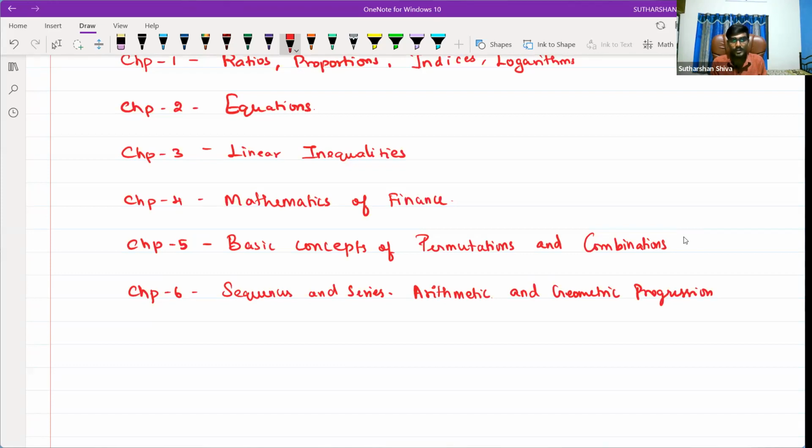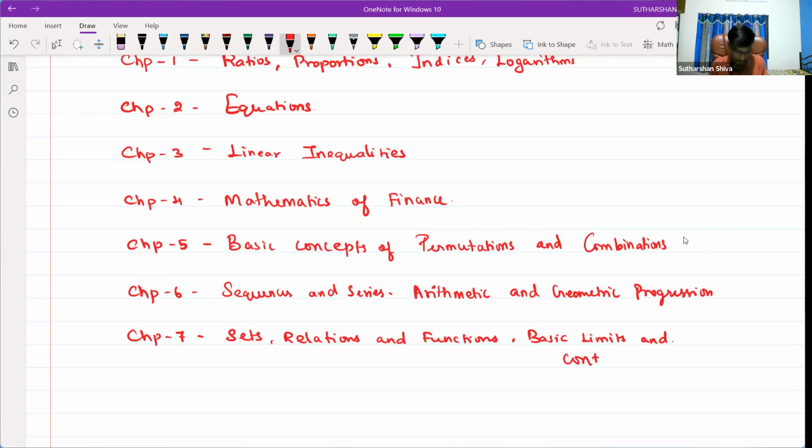Okay. And your chapter number 7. It's about a basic thing which you learn in your 10th standard, that is sets, relations, and functions. And they have included something known as basic limits and continuity of functions. Okay, this is a new thing you are going to learn.